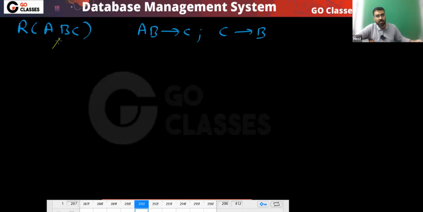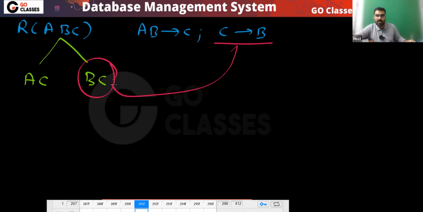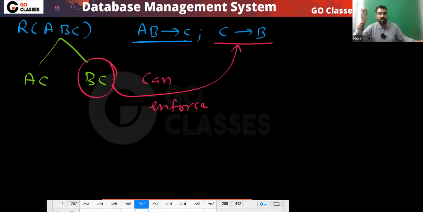Now what are you doing? You are decomposing it, saying AC here, BC here. See, this can enforce this FD. Agree? So there is no problem here. This can enforce this, but how do we enforce this? This was lost. Agree or not?